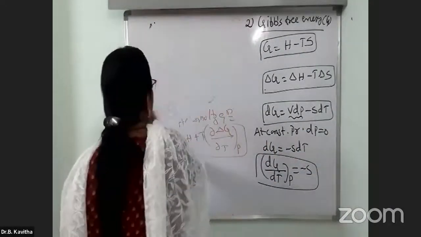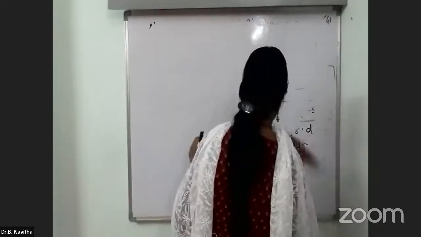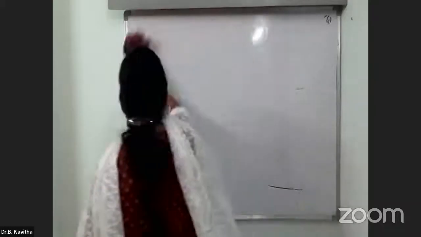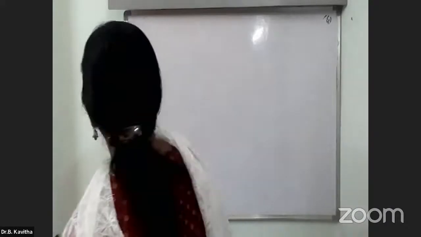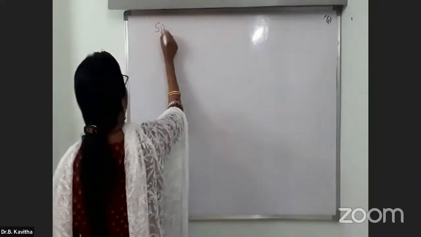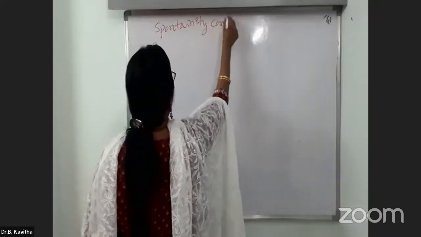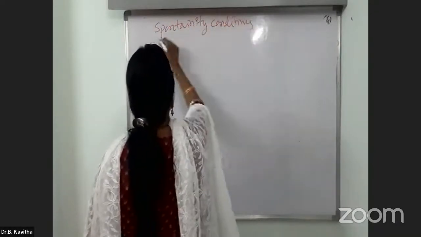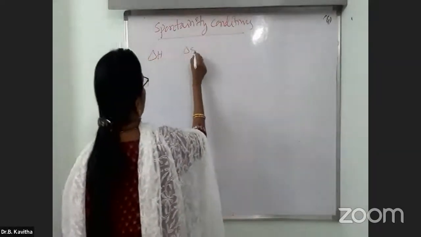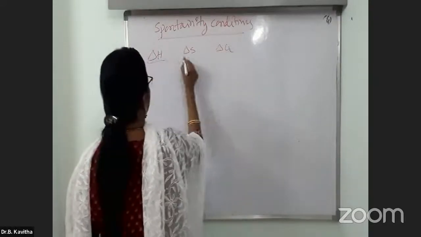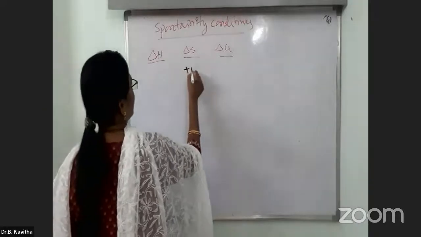Conditions for the spontaneity in terms of delta H, delta S, delta G. Spontaneity conditions. The first one: delta H, delta S, delta G. So for the spontaneity, always delta S is positive.